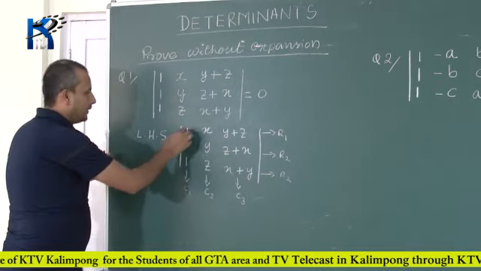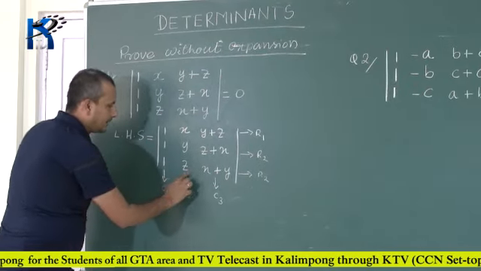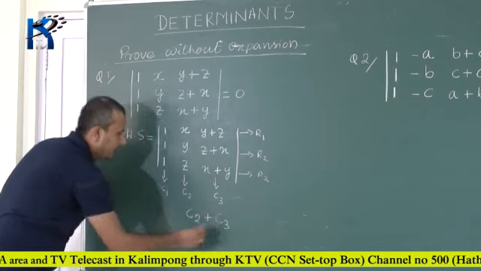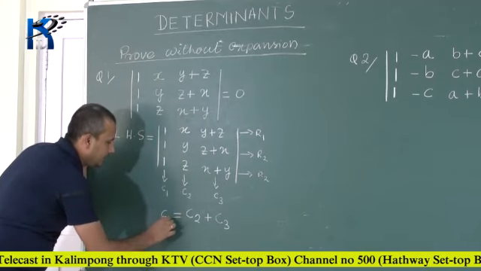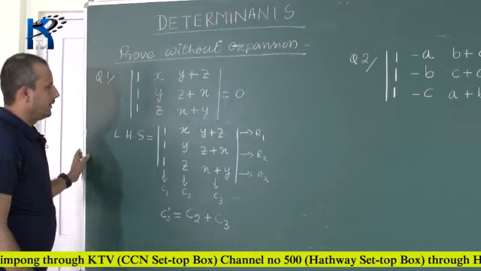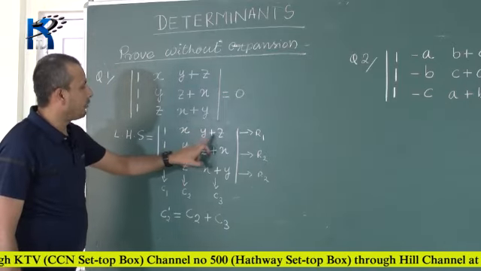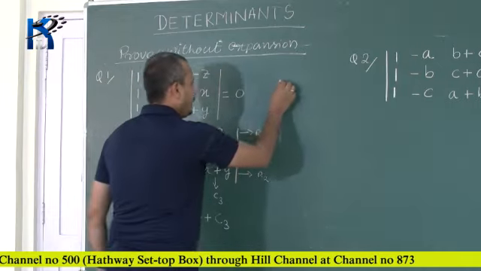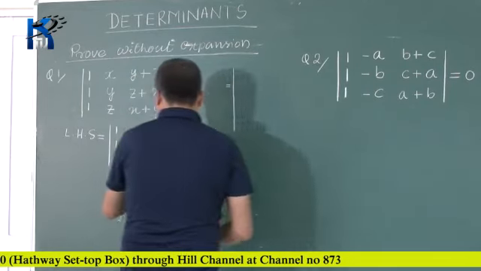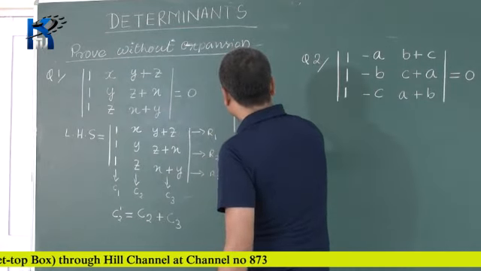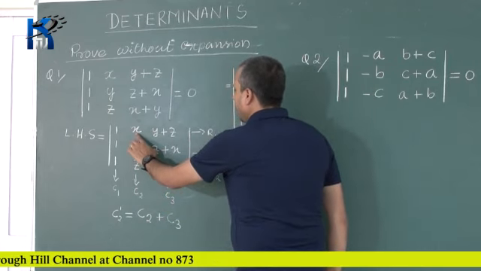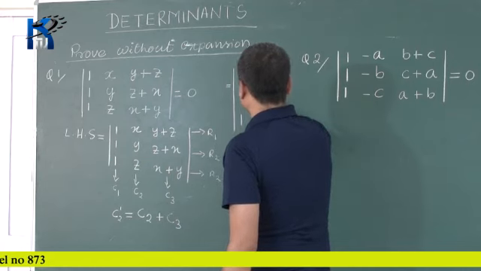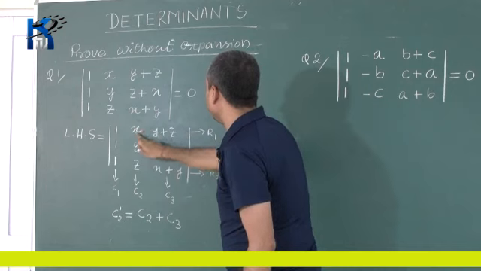Say I'll add these two quantities. I'll add C2 plus C3 and write C2 prime. That means I'll add these two columns, column 2 and column 3. After addition, column 2 is going to change over here. If I add these two quantities, the first row gives 1, 1, 1. If I add these two, what will we get? x plus y plus z.